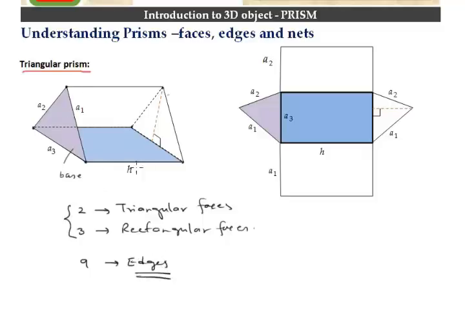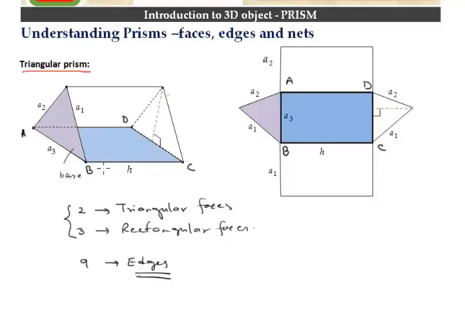Now let us draw the net for this triangular prism. Net of a 3D object is its two-dimensional representation of all its faces and their appropriate connectivity. So for example, if we name this blue face A, B, C and D, then this A point is the same as in A2. So this is A, this is B, this is C and this is D.